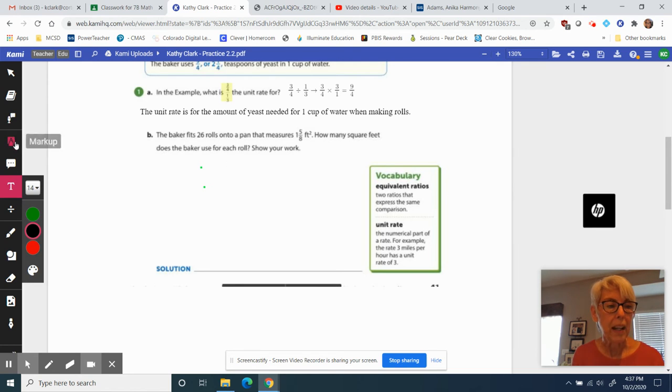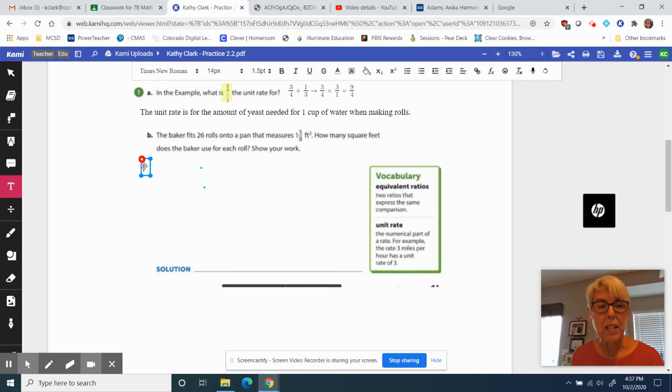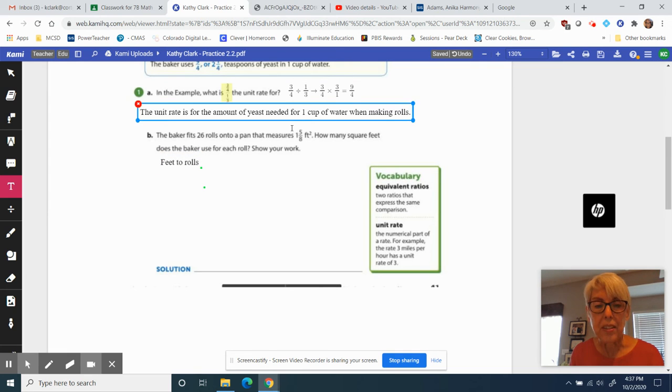I think I'll just type that out. So I'll grab a quick text box, feet to rolls. That just helps me remember what it is I'm looking for. And that's the order we need to go in. So this is going to be our top number. This one is our bottom number.